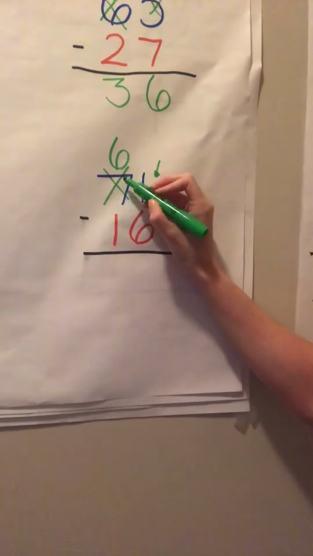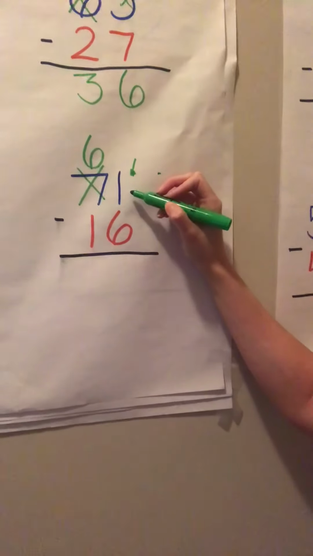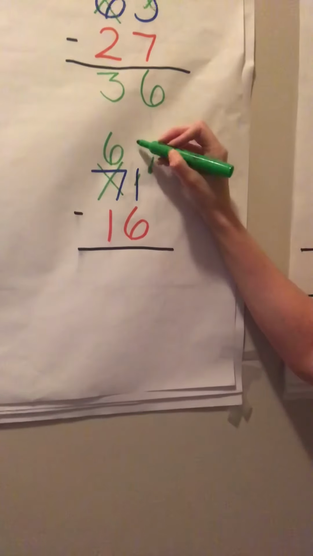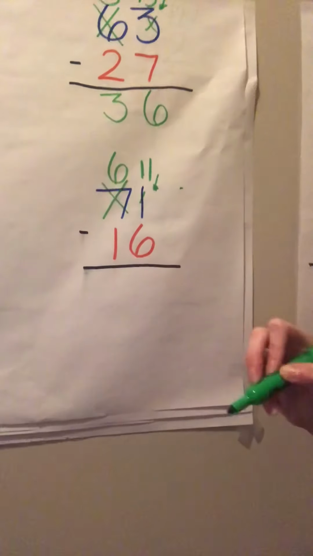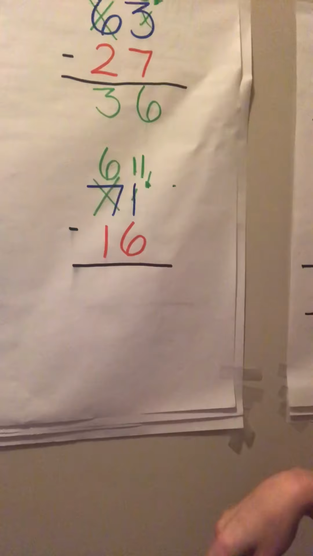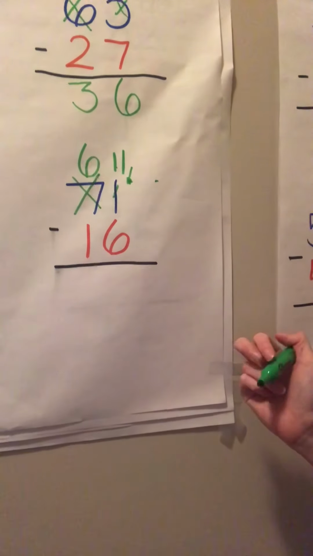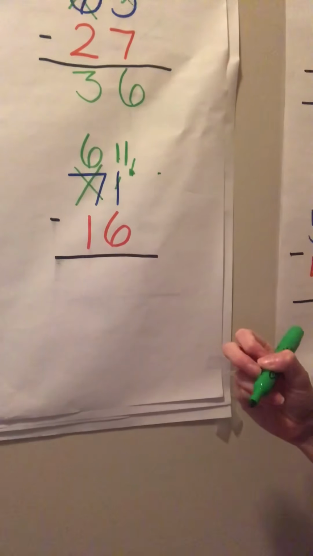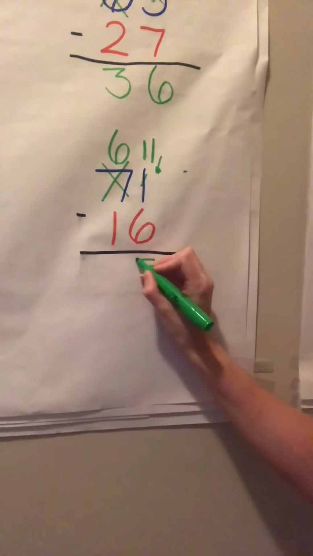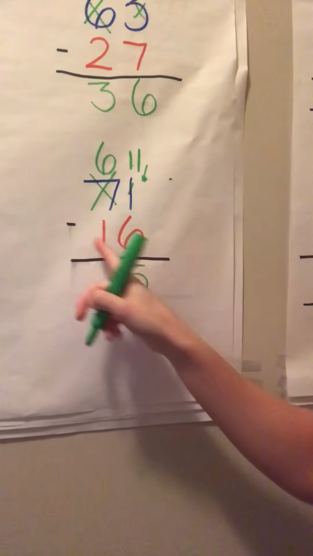And now I'm going to add that 10 I took to my 1. So 10 and 1 make, right, 11. This turns to 11. Now we can subtract. 11 minus 6. So when you take your 11 and take 6 away, what are we left with? Right, you're left with 5. And now we do our 10s place. We have 6 now minus 1.